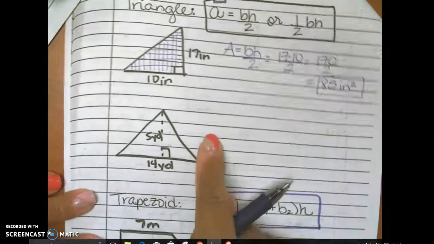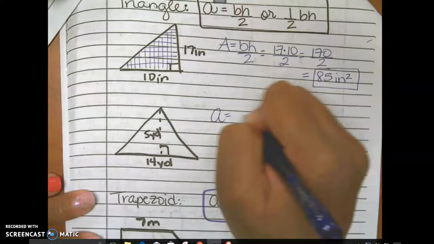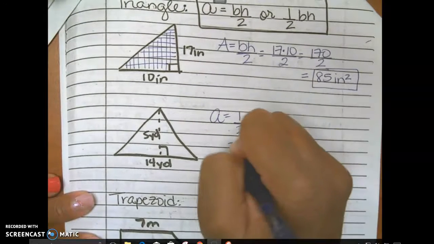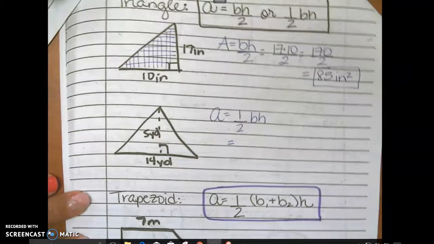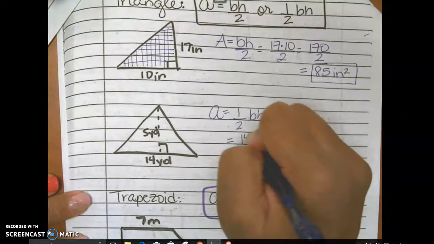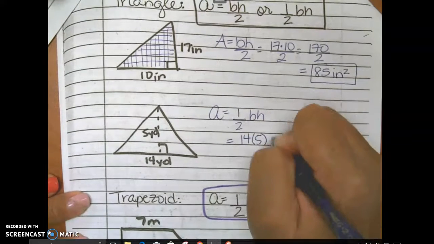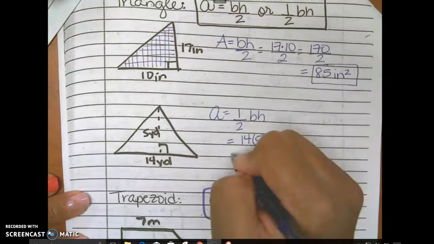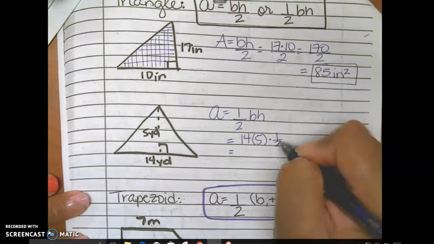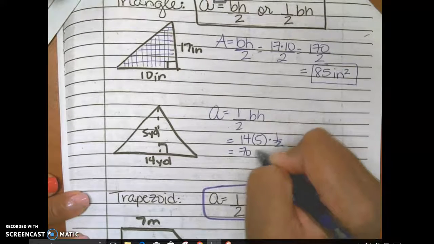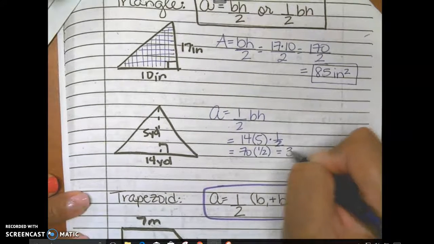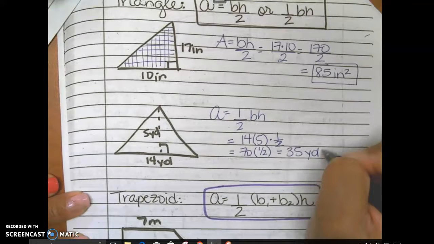Down here, another one. Area equals 1/2 base times height. What's my base and my height here? 14 times 5 times 1/2. What's 14 times 5? 70. And what's half of 70? 35. 35 yards squared.